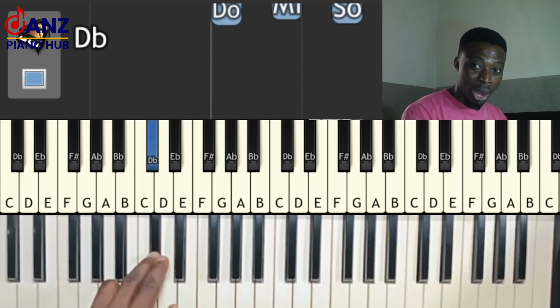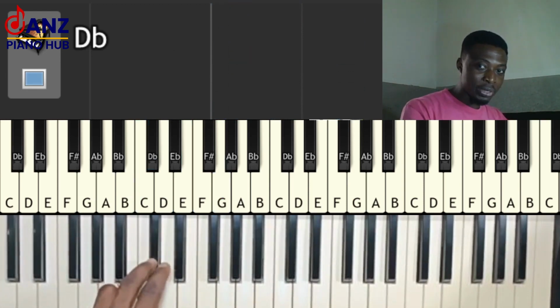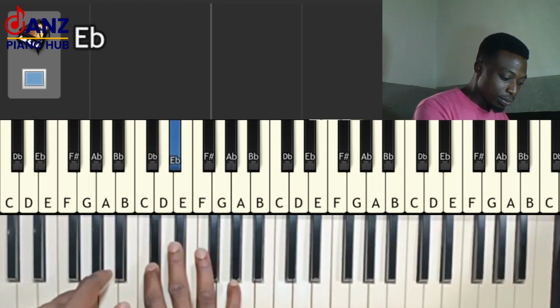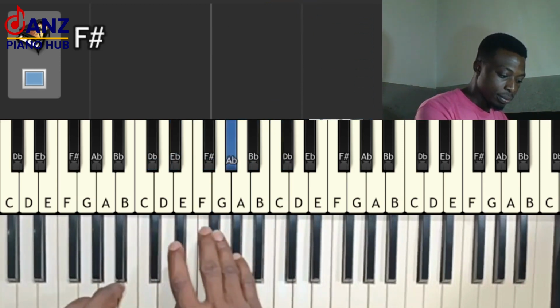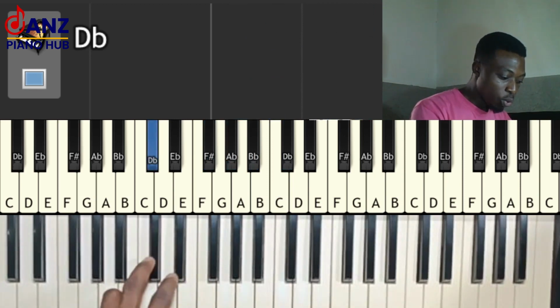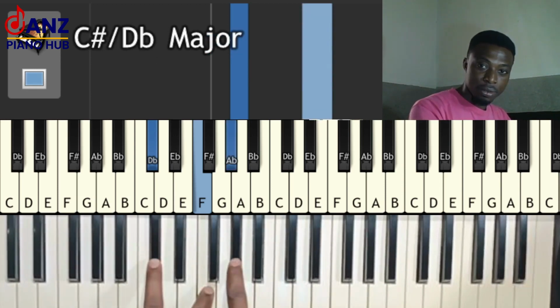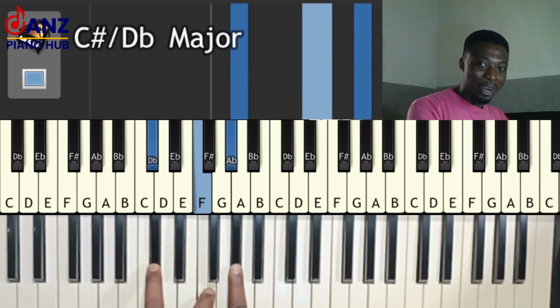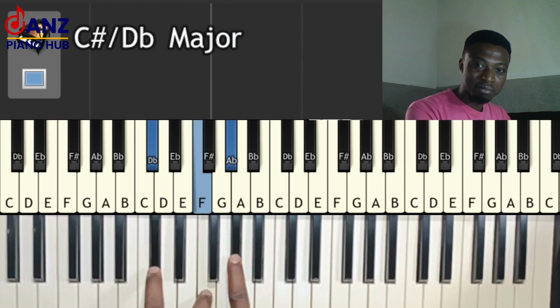If we take this for example, our D flat, and we want to build the major chord on that, we'll still use the same principle. But first, we have to get the scale. So okay, once we know that that's the scale, tone, semitone. Now we said 1, 2, 3, 5. What do you notice? Okay, now look at your screen. It says C sharp or D flat. Remember what I was saying earlier on? That we either call it C sharp or we call it D flat. You see, it gave us C sharp or D flat major.